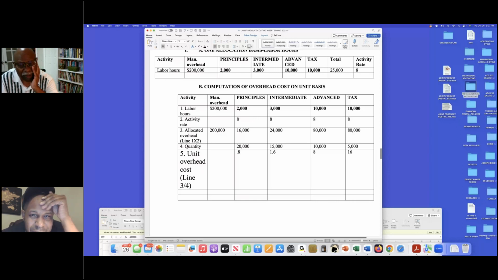So you add all the books' hours together and then divide 200,000 by that, and that gives you the activity rate. Yep. And we're using that to come up with the overhead per book. You can't use 200,000. You've got to use your allocated amount, 16, 24, 80, and 80. If you put that in the formulas, it's going to be the same thing. Okay, I got how we got the activity rate.